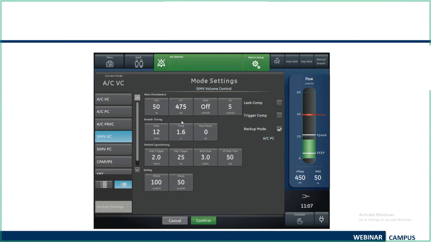If the patient continuously has apneic episodes, it will convert into whichever backup mode you have kept. But here you can always keep a minimum rate, and for that minimum rate, IE ratio as well. So if you keep a rate of 12 and the patient is apneic, the machine will give 12. If the patient wants to breathe more, in between these 12 breaths, the patient can breathe more. Sorry, this is ACVC, this is SIMV and SIMV with volume control.